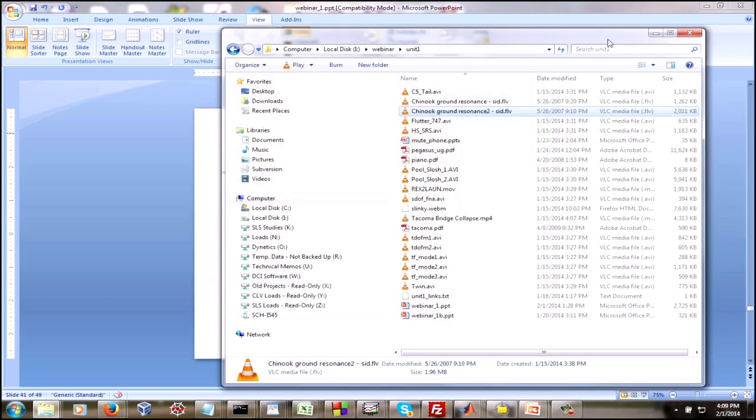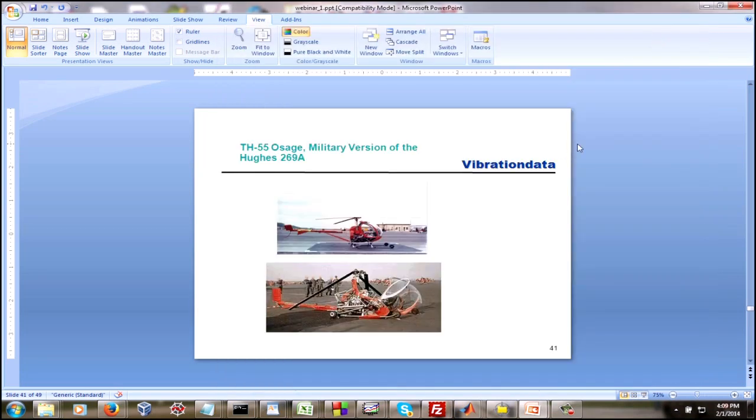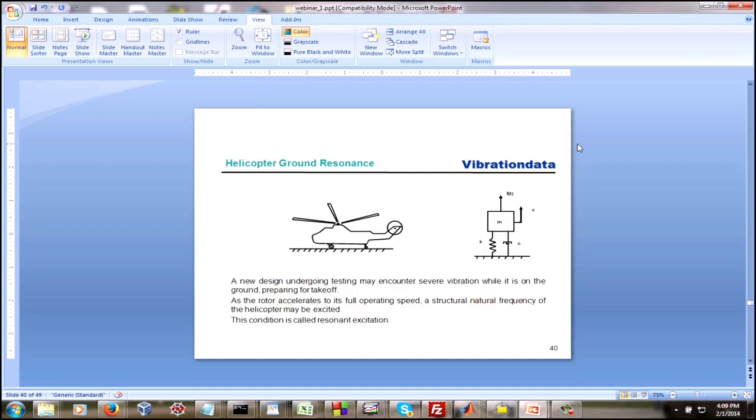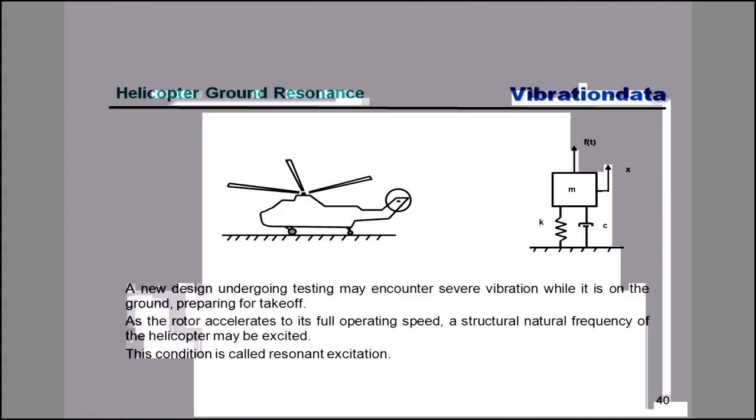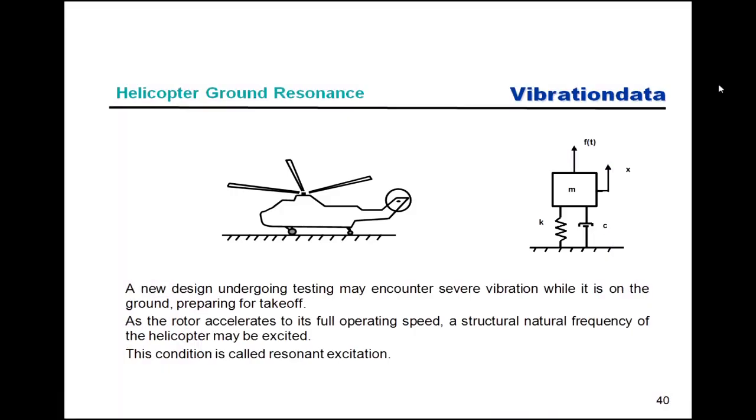So ground resonance is a potential serious type of effect, and it's also, for the purpose of this course, an example of applied force excitation for a system.